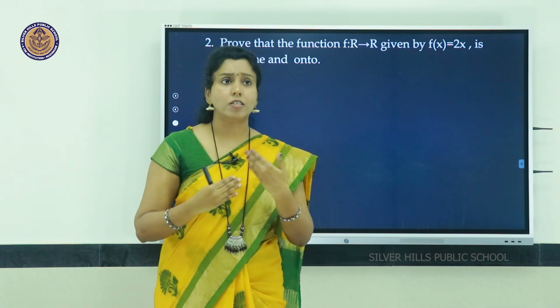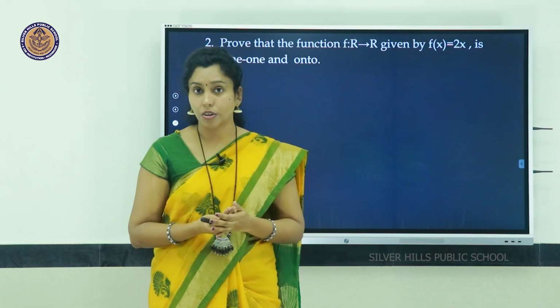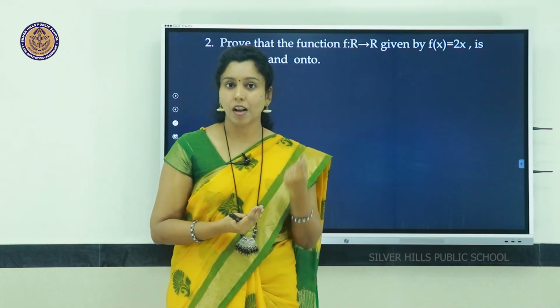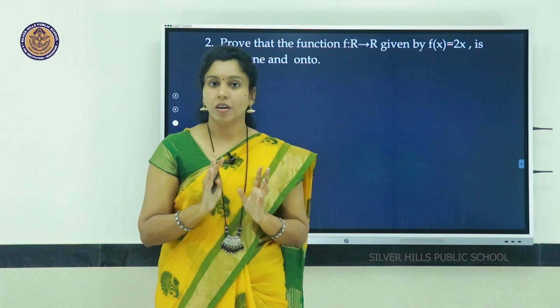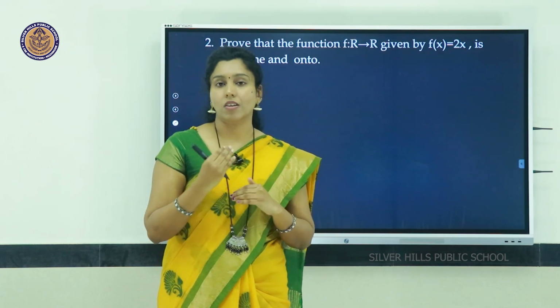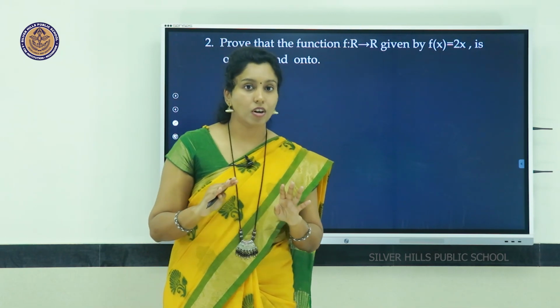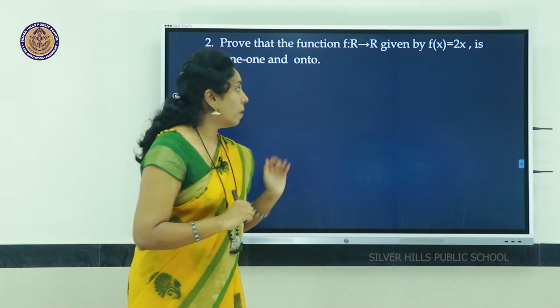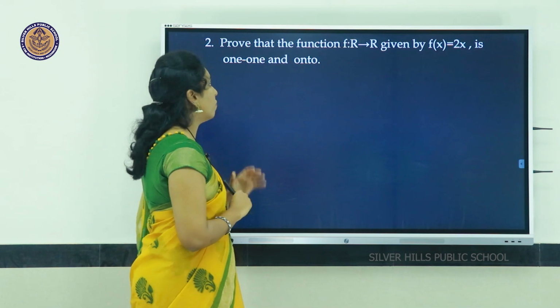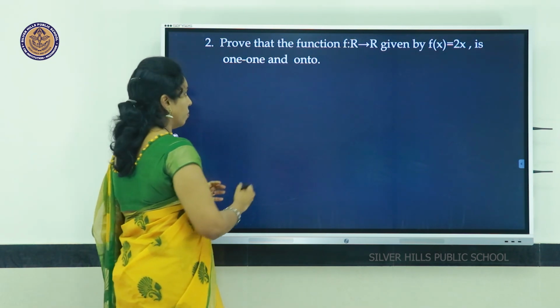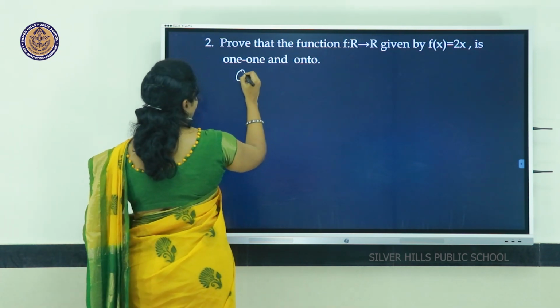To prove it is not 1-1 or not onto, you just show one example so that it is understood. The rule does not hold for that particular member. But here it is to show the given function is 1-1 and onto. So let us start with 1-1.